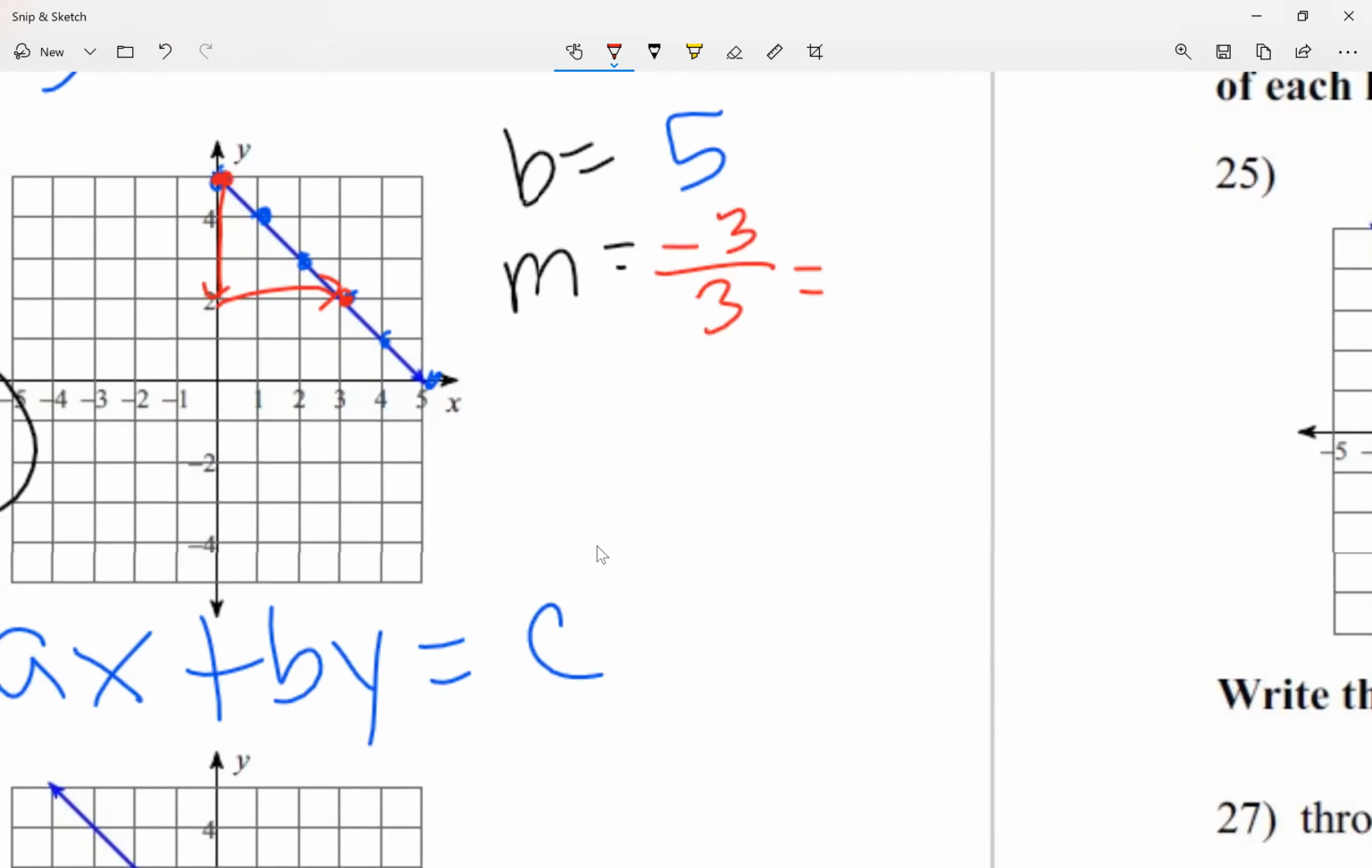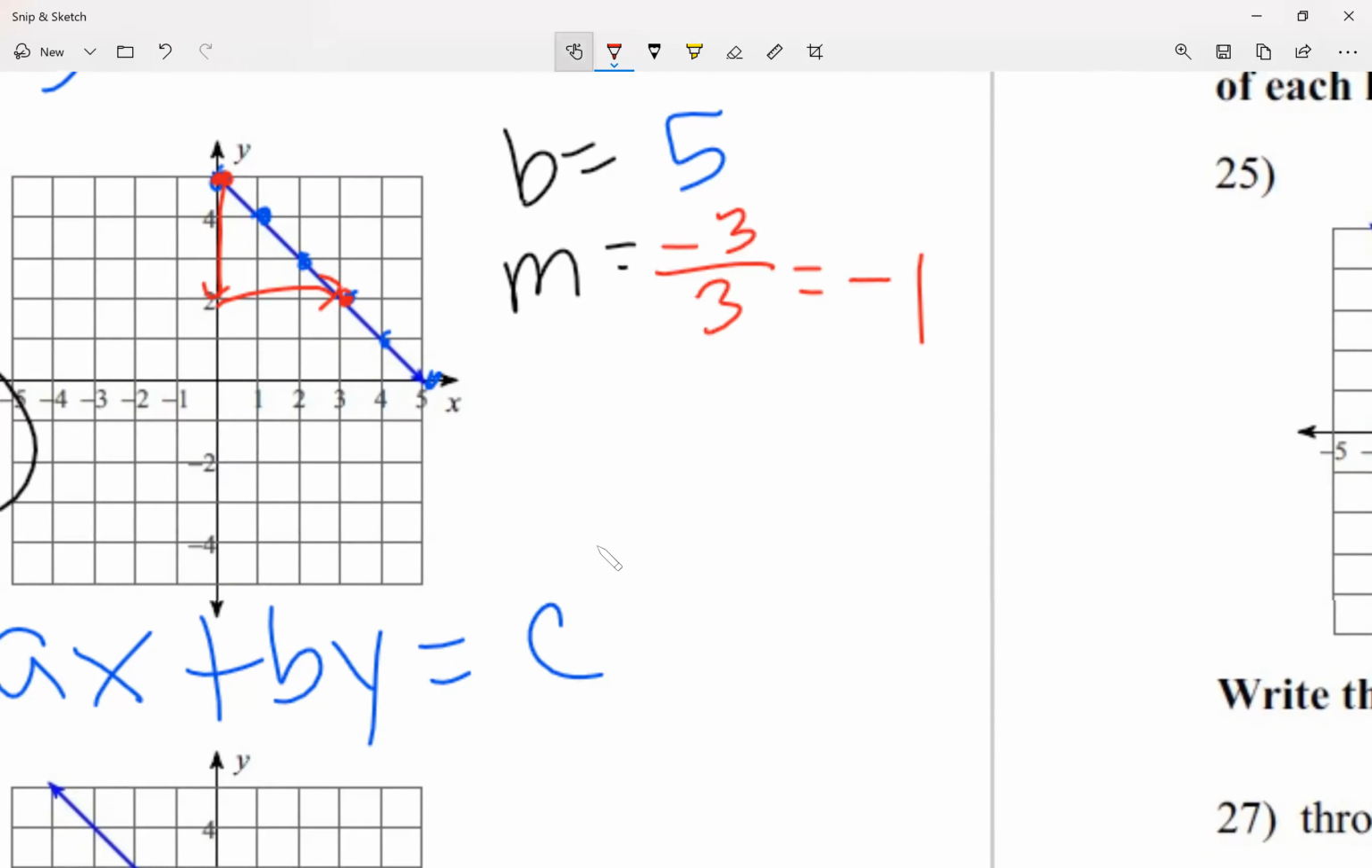When there's a negative sign on my fraction, I'm going to bring it to the front. It doesn't matter if the negative came from the top or from the bottom. Just bring it to the front. But then 3/3 also simplifies to just 1, right? So my slope is -1.